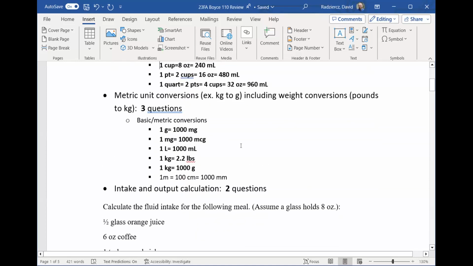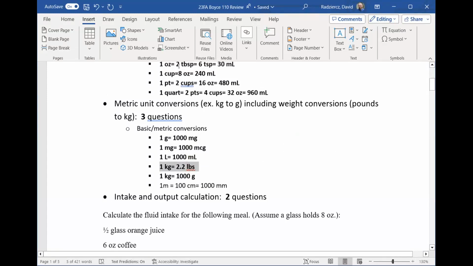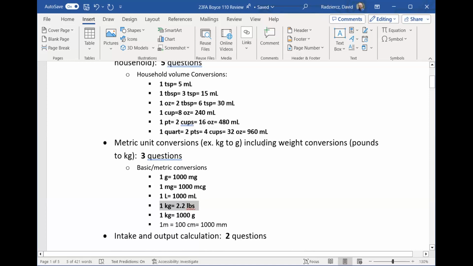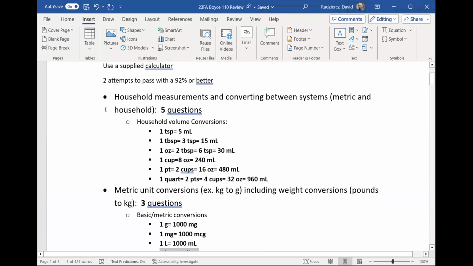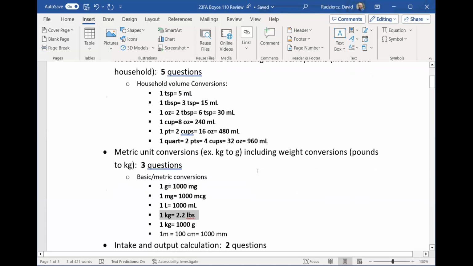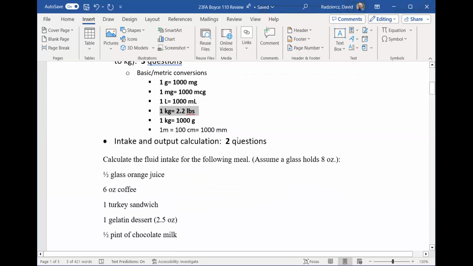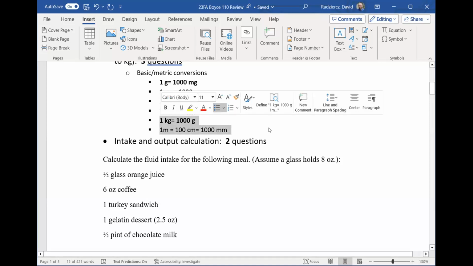We'll also practice doing metric to metric conversions, like going from grams to milligrams, milligrams to micrograms, and vice versa, liters to milliliters, milliliters to cubic centimeters. Technically this kilograms to pounds should be up here, but in the blueprint it writes pounds to kilograms, which is technically a household to metric conversion, but that's okay. And like I said, I've never seen these conversions done, at least in a nursing dosage calc situation.